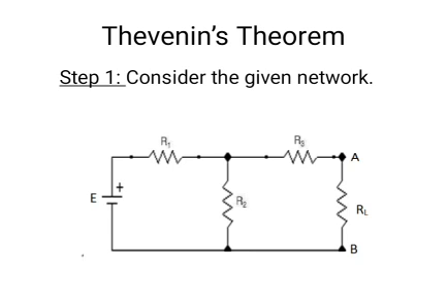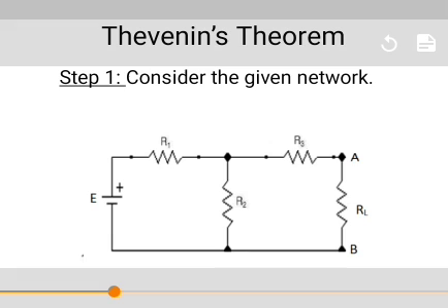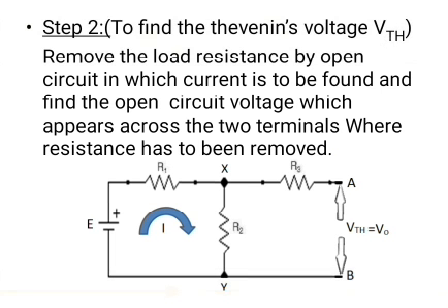Step 1, consider the given network. This is the given network. Step 2. To find the Thevenin's voltage VTH, remove the load resistance by open circuit, in which current is to be found, and find the open circuit voltage which appears across the two terminals where the resistance has been removed.